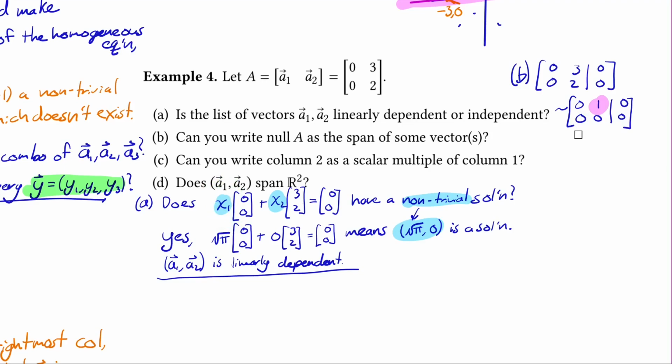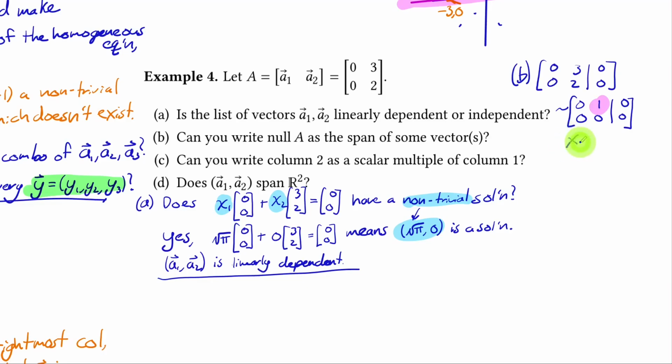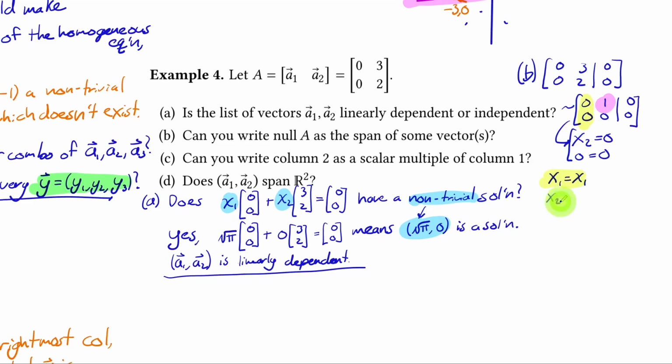So let's just write the system of equations here. This says x2 equals 0 and 0 equals 0, just directly translating this. But if we want to write the solution set of this as the span of some vectors, we need to write all of the variables in terms of the free variables. So x1 is just equal to x1. That's the free variable column that we had. And x2 has to be 0.